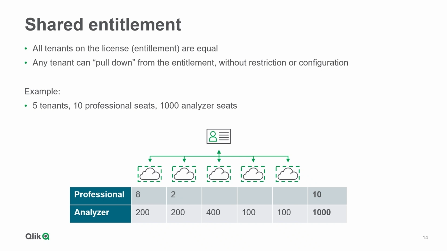Jumping back to the next thing down on that list, talking about the shared entitlement, whatever you've purchased from Qlik will be on that entitlement. And any tenant in your estate, because they're all created equal, if you create 1 tenant or 1,000 tenants, there is no parent or child, it's just a tenant within our estate. And that tenant can pull down from your entitlement without restriction or configuration. And so in this very simple example, say you've got 5 tenants, 10 professional seats and 1,000 analyzer seats. It's entirely up to you to choose where those go. You can have them automatically assigned, or you can manually assign them on a user basis if you wish to.